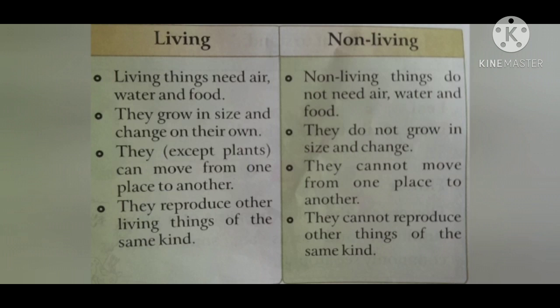Next, non-living things. Non-living things do not need air, water, and food. They do not grow in size and change. They cannot move from one place to another. They cannot reproduce other things of the same kind.